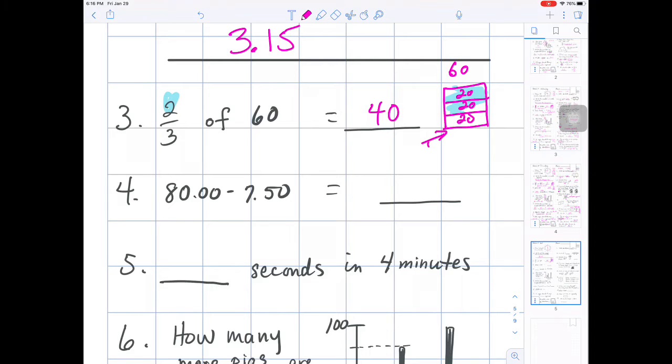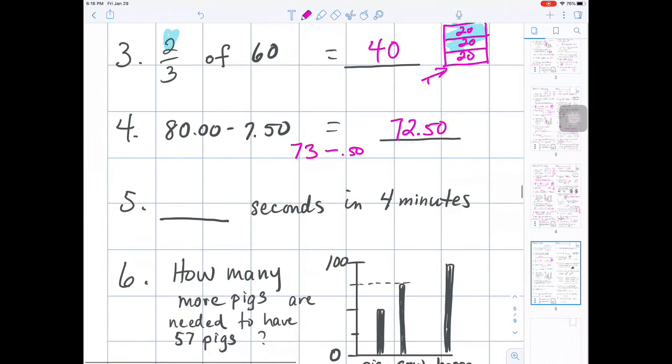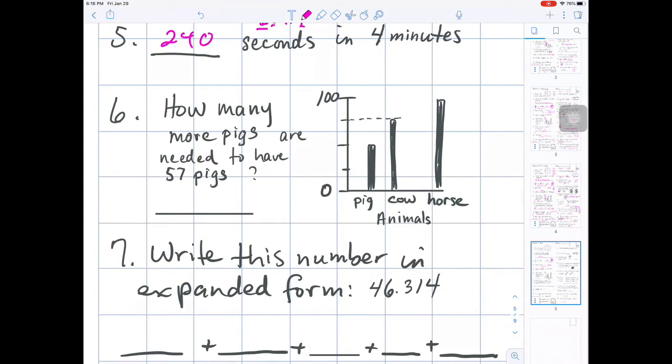80 minus 750. Well, 80 minus 7 is 73. And if I take away 50 more cents, I'm at something less than 73, 72.50. How many seconds in 4 minutes? That's 60 times 4. 6 times 4 is 24. There's the 0. Or I could go 60 plus 60 plus 60 plus 60. Many ways.